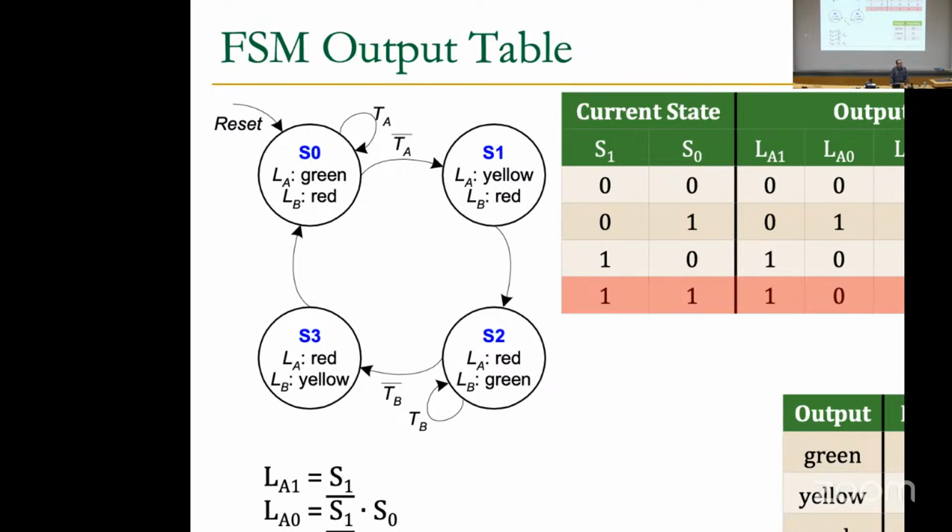So depending on what encoding we use, the Boolean equations that we have to implement can be simpler or harder, right? If we want the most simple form of Boolean equations, we just have to try them out.